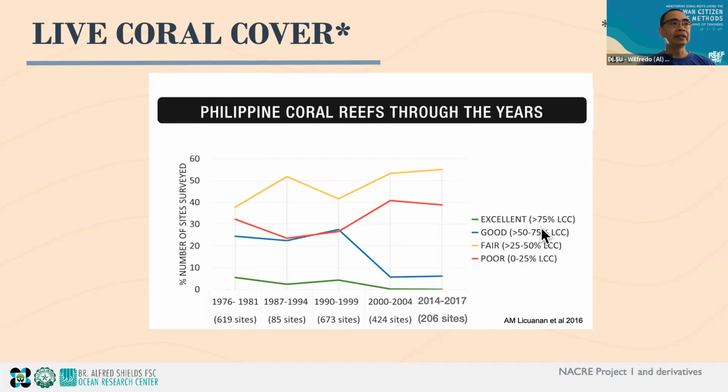Okay. It doesn't mean they don't exist. It just means na in a statistically valid random or stratified random sampling scheme, they are so rare na none of them were surveyed in 206 reefs.